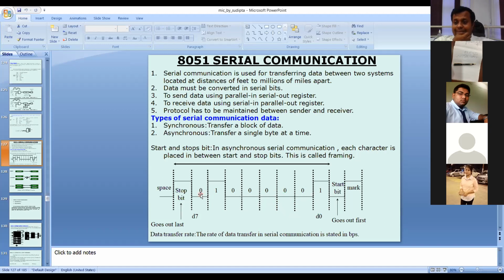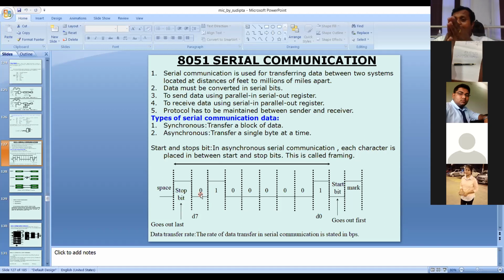Is it clear? Yes, sir. So these are the data passing through one line. When distance is long, we communicate in serial communication mode. When the distance is very small, very close to each other, then we go into parallel communication.